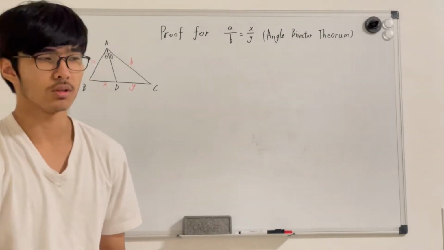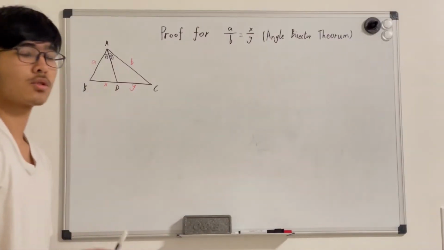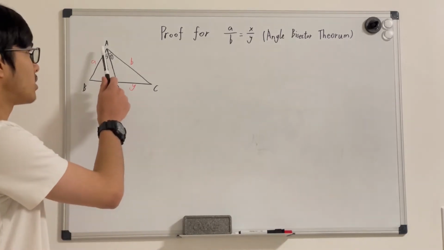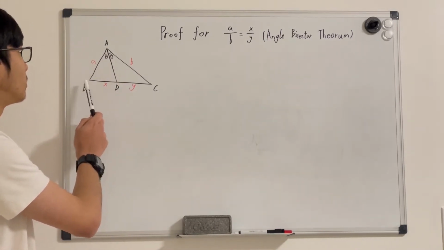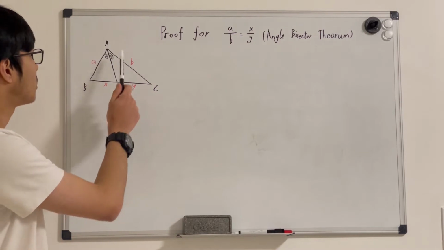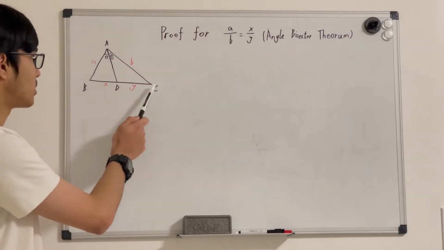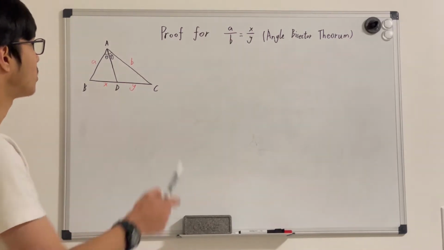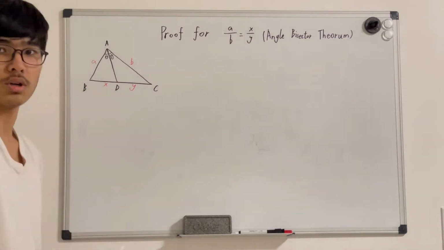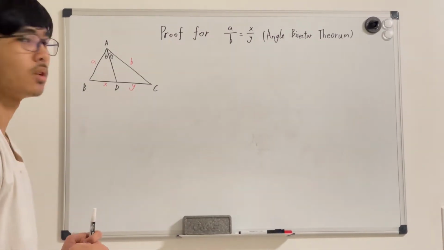Okay, welcome. Today we are going to try to prove the angle bisector theorem, which tells us about a situation where in triangle ABC there exists a line AD that divides angle BAC, and at the same time AB equals a, AC equals b, BD equals x, and CD equals y. Then we're trying to prove that the ratio between a and b equals the ratio between x and y. So try to pause the video and prove it yourself, and we'll see how to prove it in a second.